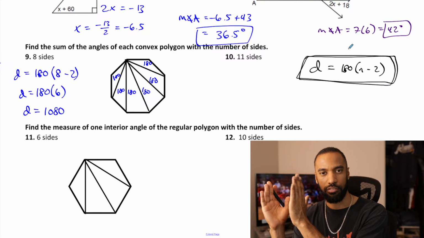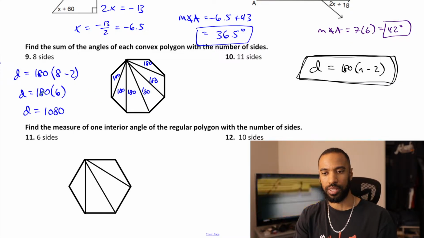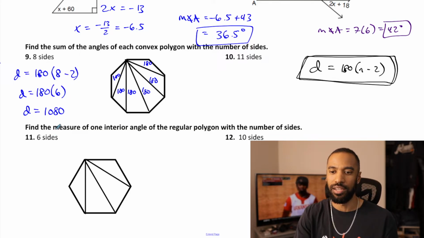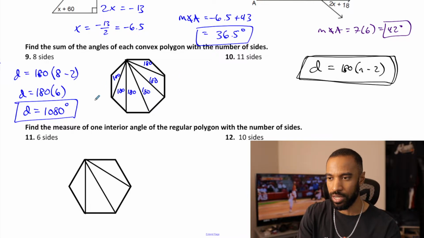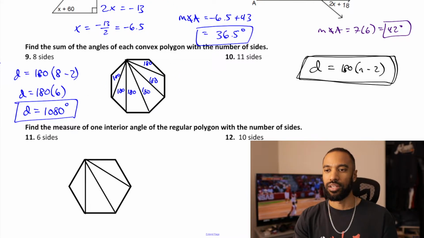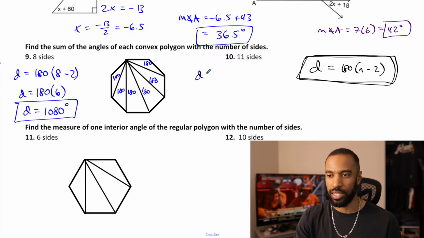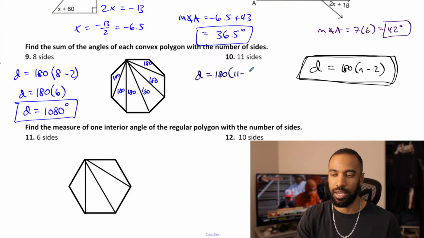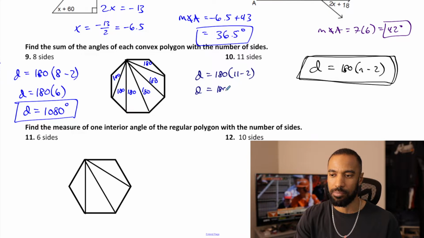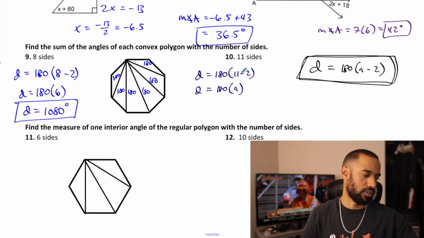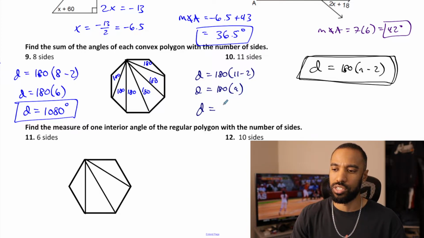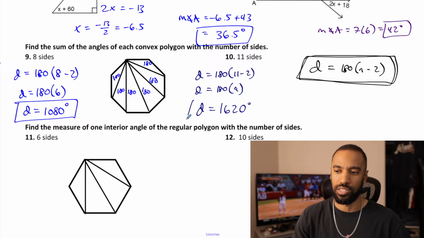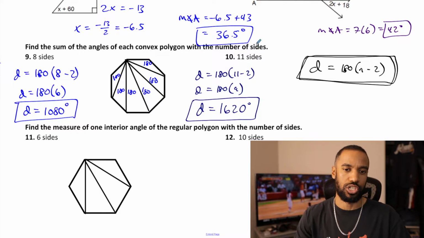I'm giving you the basis of the formula so you know where it comes from and what to do with it. Anyway, 180 times 6 is 1080. The interior angle sum of any 8-sided shape, regular or otherwise, is 1080 degrees. An 11-sided shape, we're going to do the same thing. I just won't draw it here. D is 180 times 11 minus 2, which is 180 times 9. My first calculation, I don't know off the top of my head, I believe it's 1620. So D is 1620 degrees. That is the interior angle sum of any 11-sided shape.